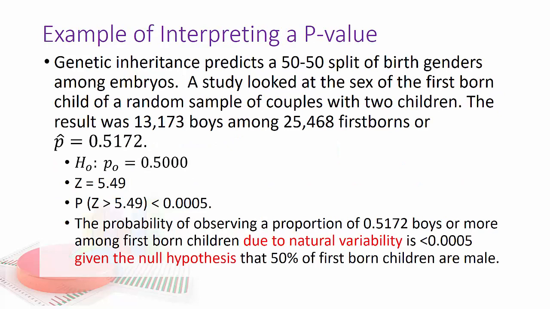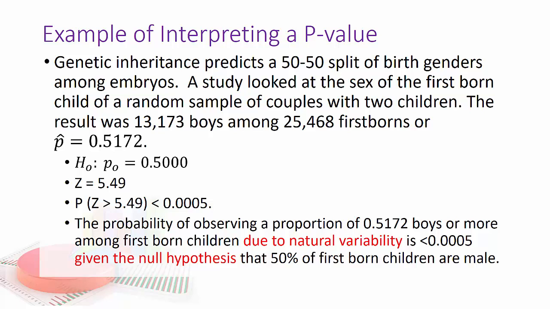Here's an example of interpreting a p-value. Genetic inheritance predicts a 50-50 split of birth genders among embryos. A study looked at the sex of the firstborn child of a random sample of couples with 2 children. And so they found roughly 13,000 boys among 25,000 firstborns. So their p-hat was 0.5172.